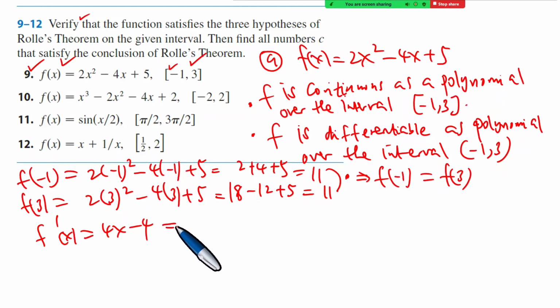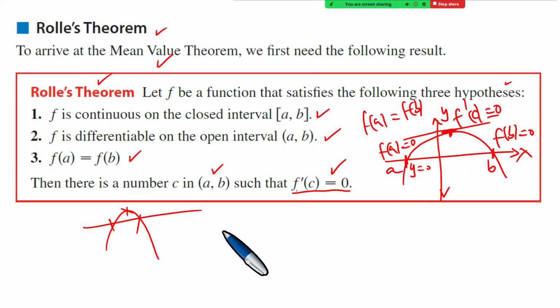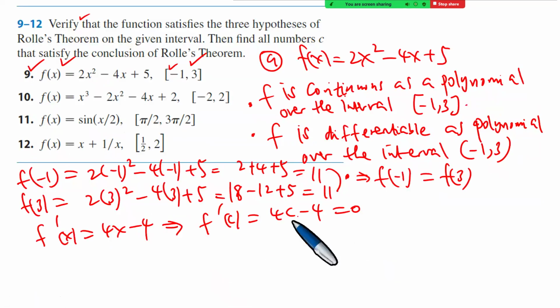And now, because we have found the derivative, we find f prime of c, which is 4c minus 4, and this must be 0. We can see that here the derivative of the function f at c is 0. So 4c equals 4, and dividing 4 by 4 on both sides, c equals 1.